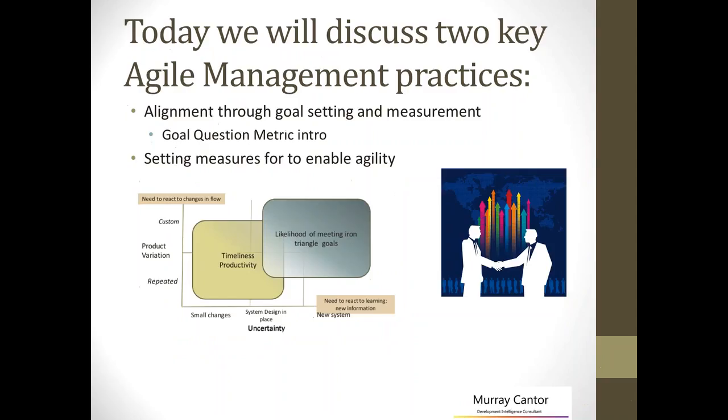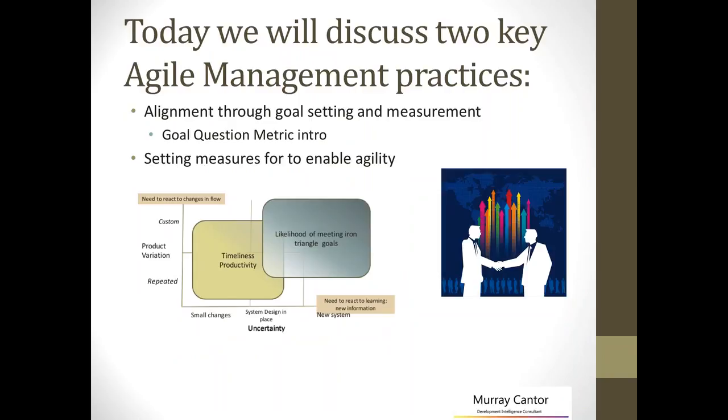So today we're going to talk about 2 things, 2 key agile management practices. We're going to talk about how an organization can stay aligned while being agile through goal setting and measurement. We're going to give an introduction to the goal, question, metric methodology. And in particular, we're going to talk about setting measures to enable agility.